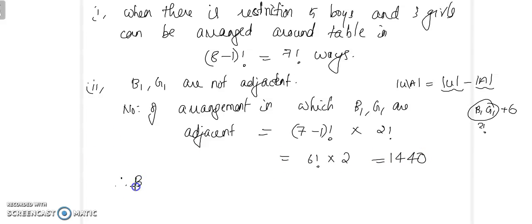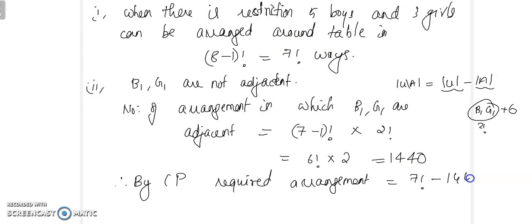So therefore by the complementation principle, the required arrangements will be, now take the difference. We have the total number, which is what we got at first. So 7 factorial minus 1440. So that is going to give you 3600. So that is the required number of arrangements.